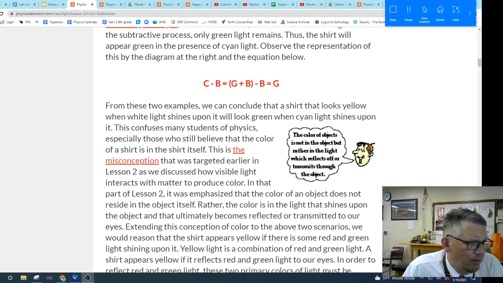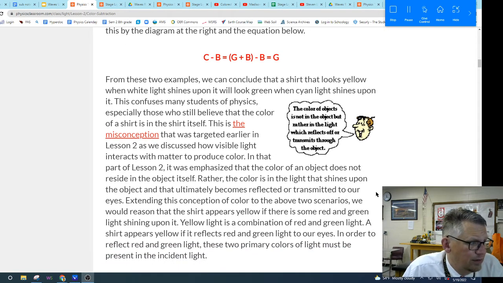Rather, it is the color of light that shines upon the object and that ultimately becomes reflected or transmitted to our eyes. Extending this conception of color to the above two scenarios, we would reason that the shirt appears yellow if there is some red and green light shining upon it.